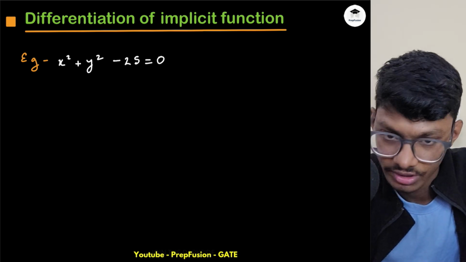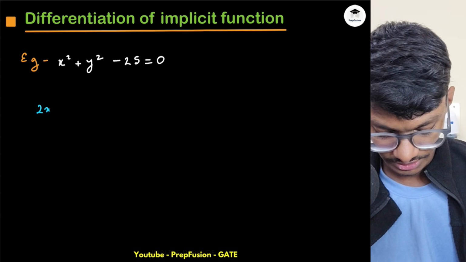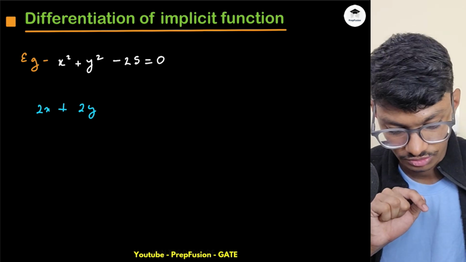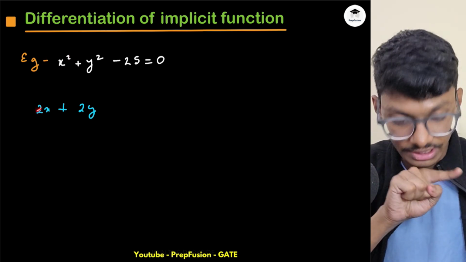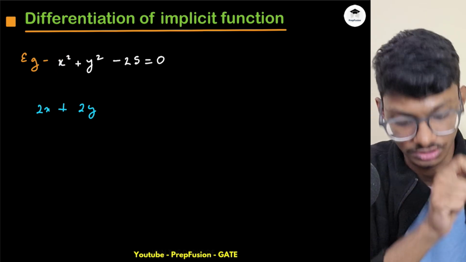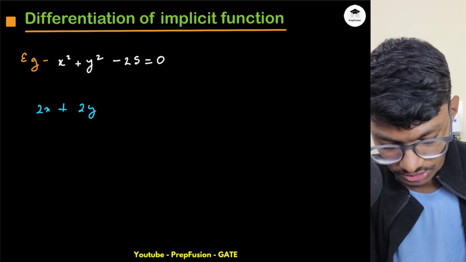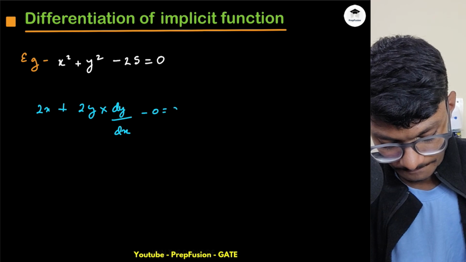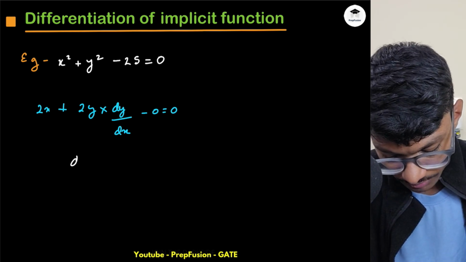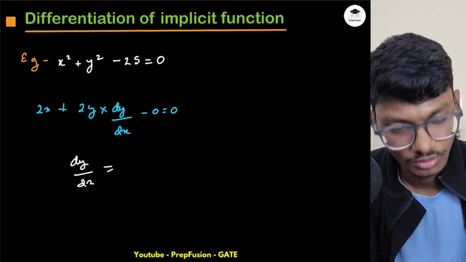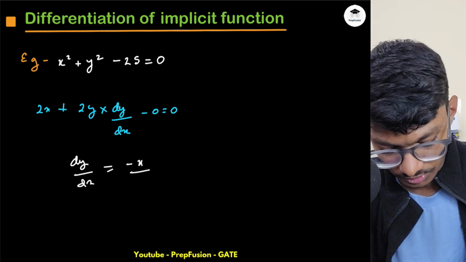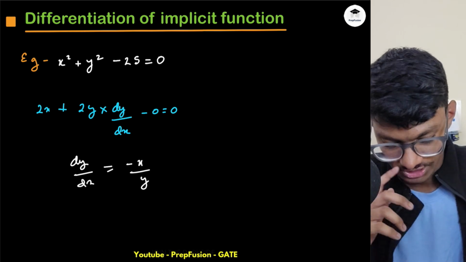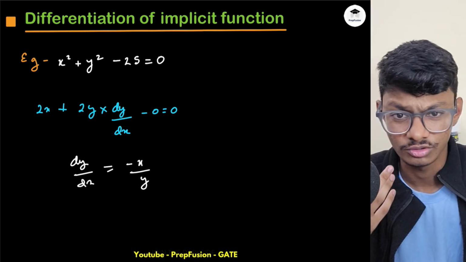So now we differentiate with respect to x on both sides. If I differentiate, what will happen? Basically this will be 2x, this will be 2y, and whatever is inside I have to differentiate. Here I differentiated x square with 2x, and what is the differentiation of x? It is 1. So this is 2y into dy upon dx minus 0. So my dy upon dx, in terms of y and x, I can write as minus x upon y. So this is my dy upon dx. This is how you solve implicit functions.